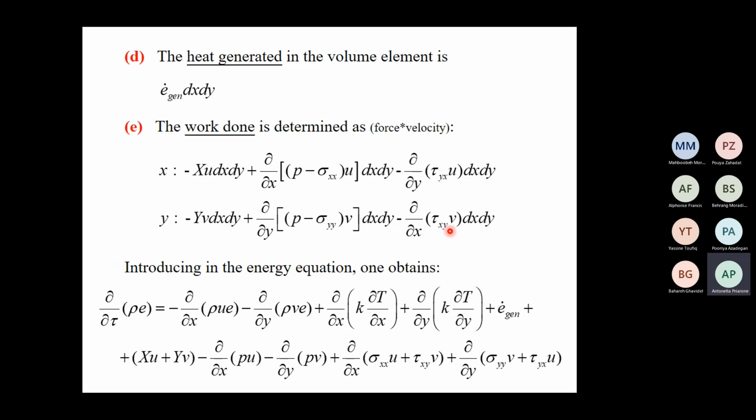I put together what I wrote up to this moment. Everything is multiplied by dx dy, so I eliminate dx dy everywhere. And obviously for the energy equation, it is not a vectorial formulation of the equation. I have one unique equation for the energy equation. So I put together the x component and y component, and I obtain this very long equation.